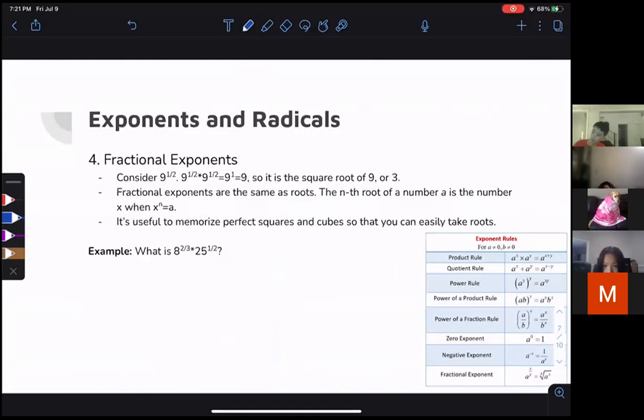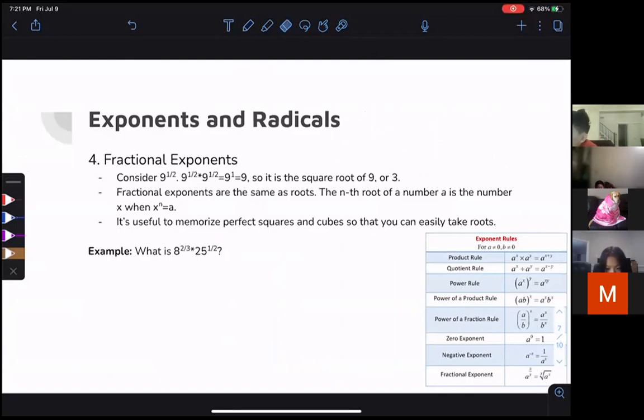So for fractional exponents, I talked about this as well. Consider 9 to the 1/2. So you have 9 to the 1/2 times 9 to the 1/2 is 9 to the 1/2 plus 1/2, which is equal to 9 to the 1. So that's just 9. So it's just the square root of 9. In this case, that's actually the integer 3.